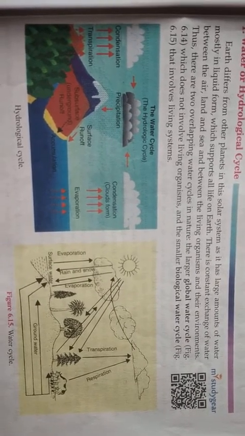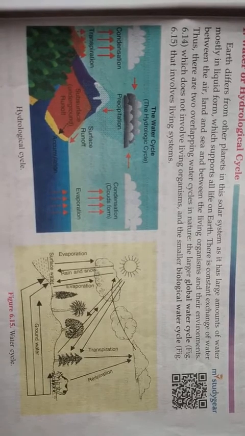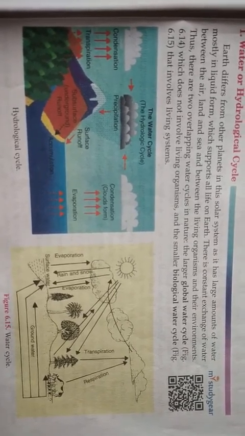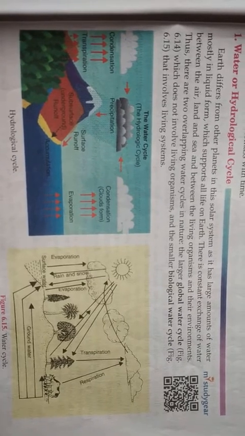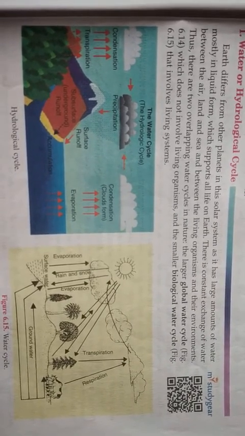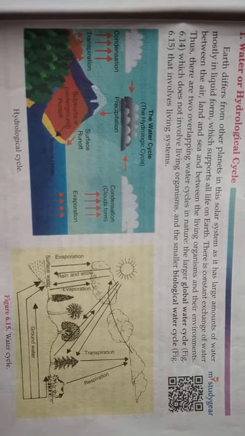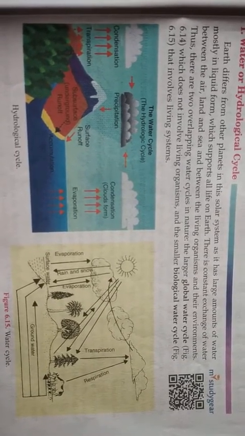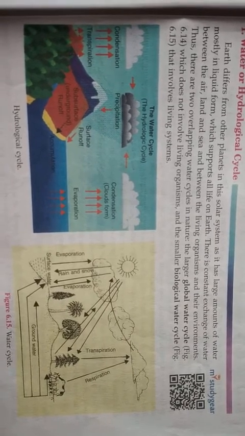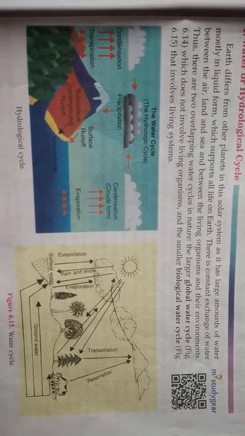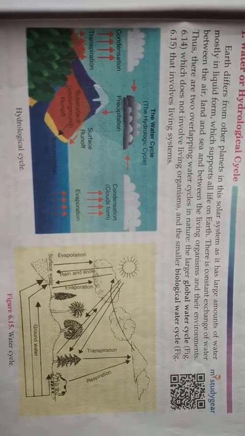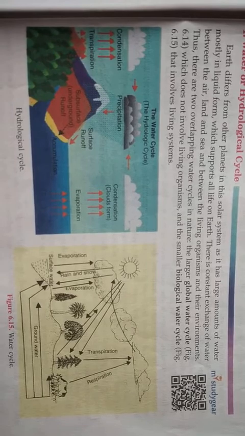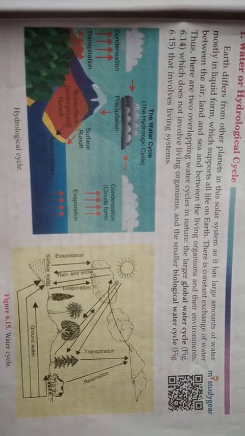As we already know, in this solar system, the Earth is the one planet where we can see water. Because of the presence of water on the Earth, it is very different from the other planets.